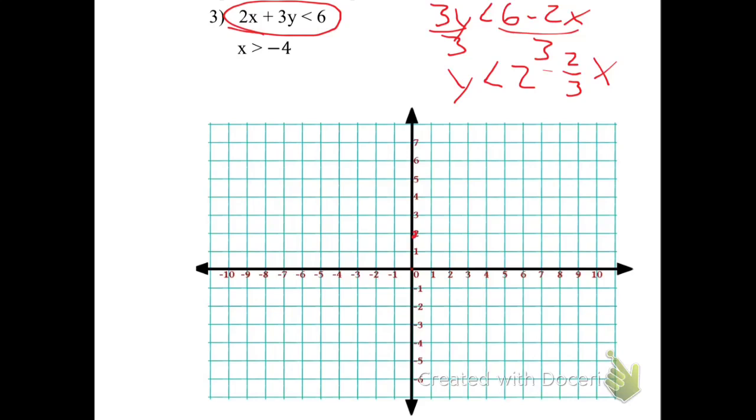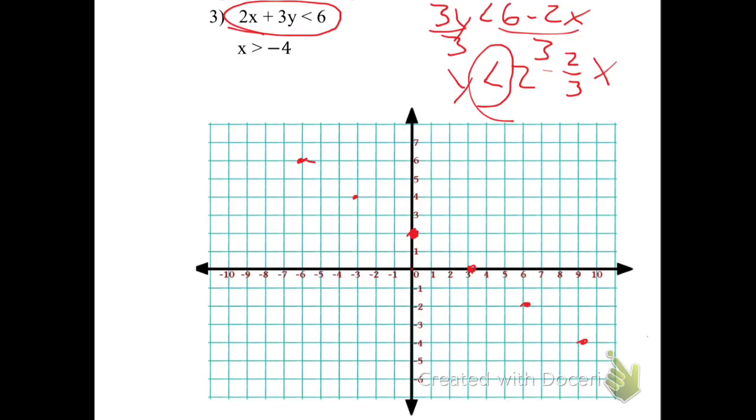So go to your 2, that's your y-intercept, the part not with the x, and you're going to put a point down. The slope is negative 2/3, that's the part in front of the x. You go down to right 3. You can go down to right 3 again, or you can go back to your starting point, go up to left 3, up to left 3. Okay, now we know where our line's going to go.